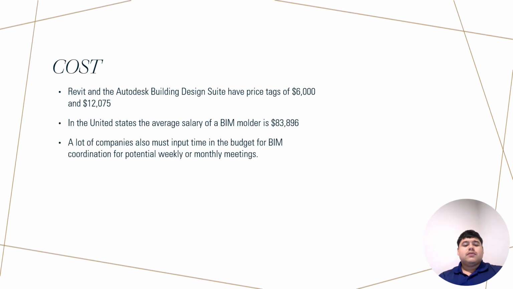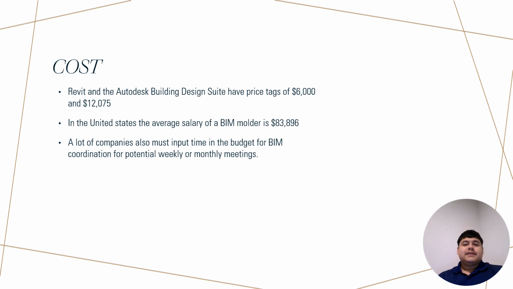Costs. Revit and the Autodesk Building Design Suite have a price of $6,000 for Revit, and the Autodesk Building Suite costs around $12,075. In the United States, the average salary of a BIM modeler is $83,896, and a lot of companies also must input time into the budget for BIM coordination for potential monthly or weekly meetings.